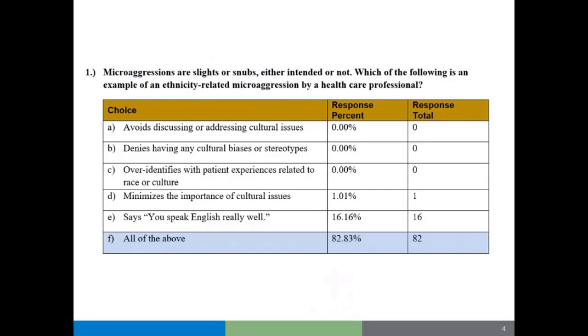The very first question: Microaggressions are slights or snubs, either intended or not. Which of the following is an example of ethnicity-related microaggression by a healthcare professional? And the answer is F, all of the above. We had 16 people say, when you say you speak English really well, and really looking at that it wouldn't be just that, but minimizing the importance of cultural issues, over-identifying with patient experiences, or avoiding discussing or addressing cultural issues. Those are all things that play into bias.